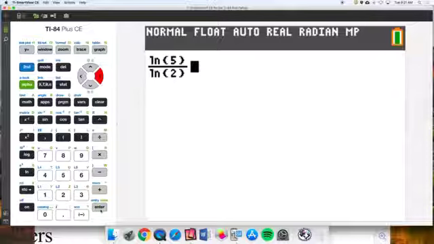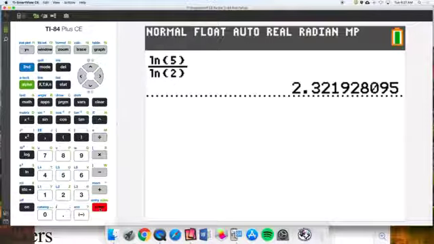We should get 2 point something if the calculator is worth anything, right? Hey, we got 2 point something. So how many decimals do we report? 3. So 2.321.